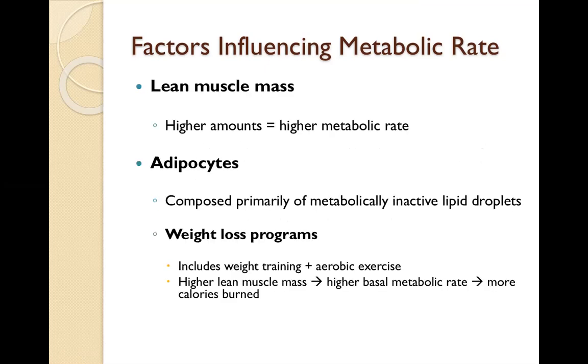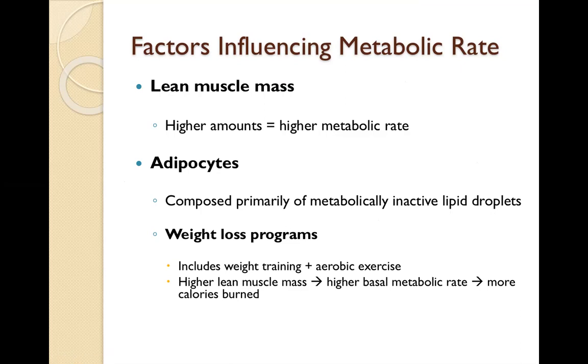So it all really comes down to lean muscle mass, higher amounts meaning a higher metabolic rate, and adipocytes. These are just fat cells or lipid-containing cells. These are primarily composed of metabolically inactive fat droplets. And so if you have a higher percentage of adipocytes compared to lean muscle mass, your metabolic rate is going to be lower.